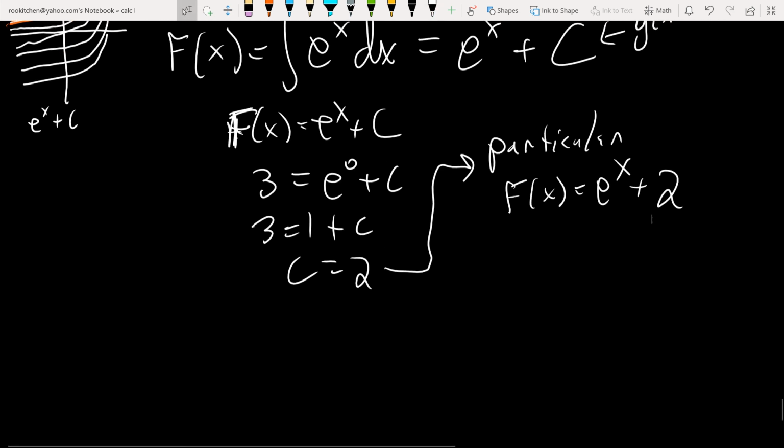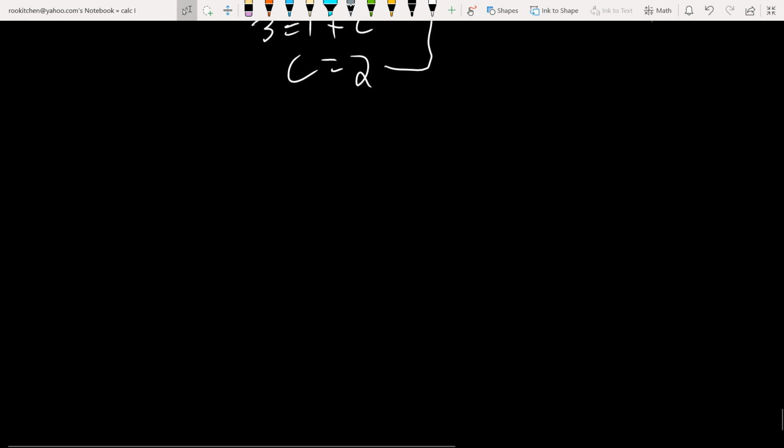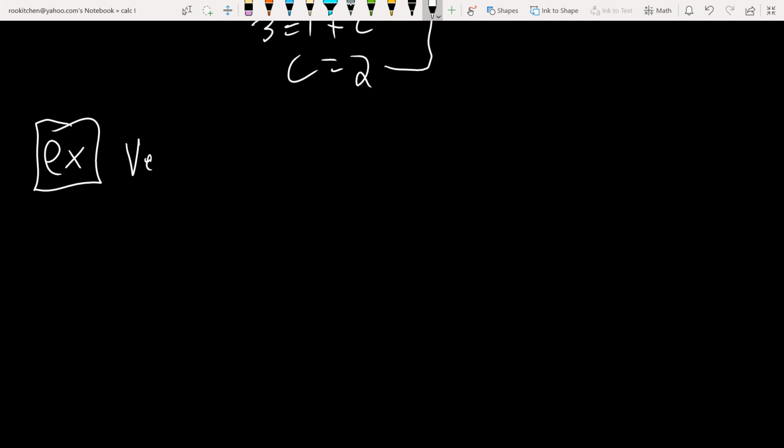So you'll do this a lot, especially when you're dealing in physics. You'll need some initial conditions, and with differential equations in general, you need to worry about initial conditions. Let's look at this example with vertical motion.